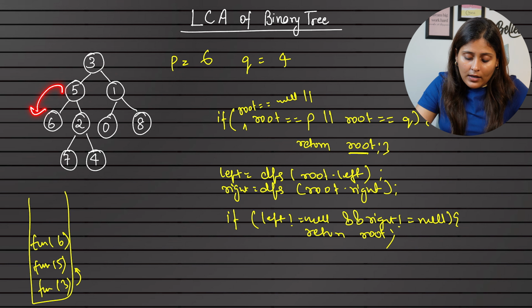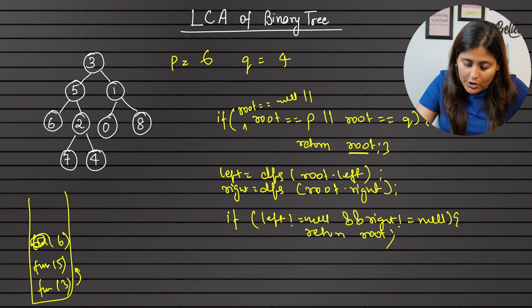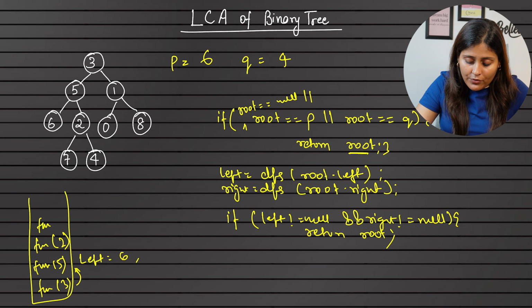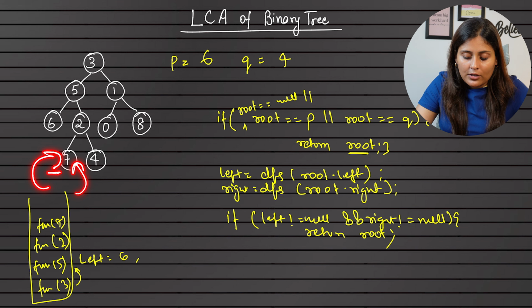Okay. So now when we come here, again it will become root. We'll check, and yes, this time it matches with P. So what will we return? We'll return 6. So 6 will get returned to 5's left side. Now we'll call for 5's right side, which is 2. So the function for 2 will get saved. Now 2 is also not matching, so we'll go to 2's left side. The function for 7 will get saved. Now 7 is also not matching, so we'll go to its left side. But now root will become null. So null will get returned from the left side and null will get returned from the right side.